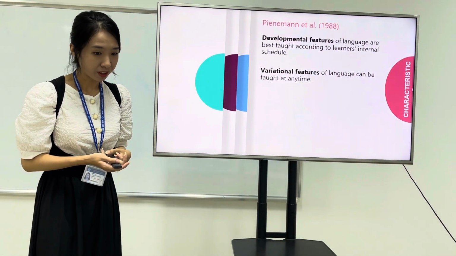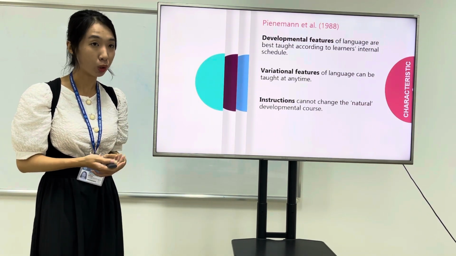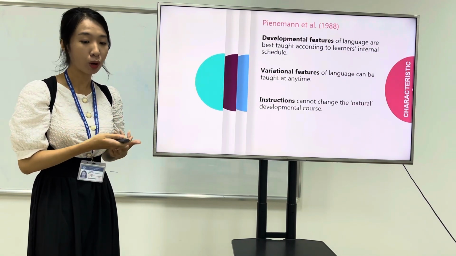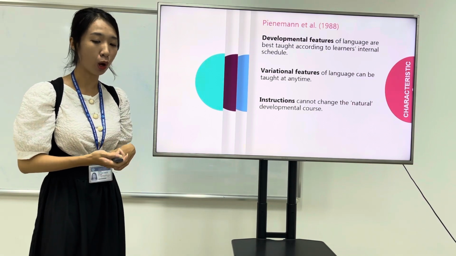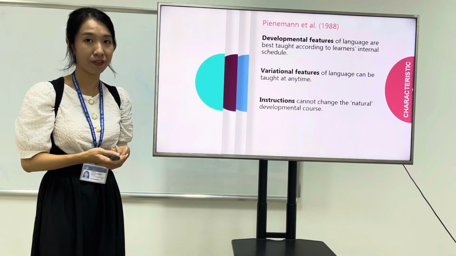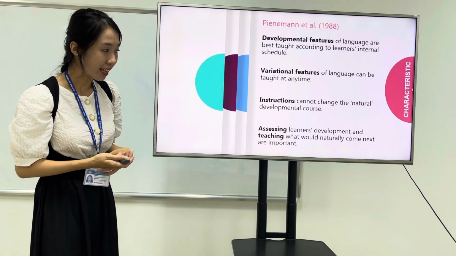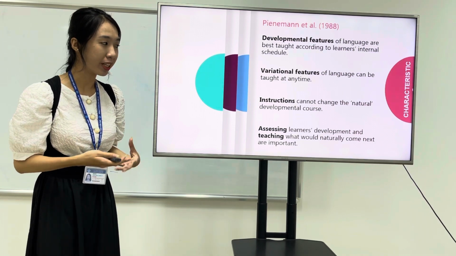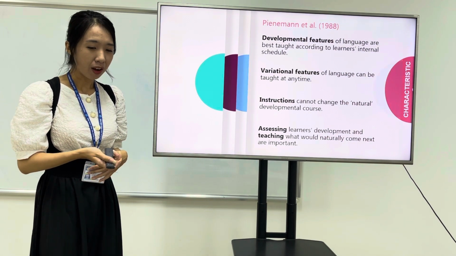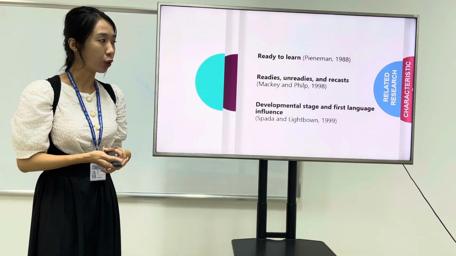And now, let's move on to the third characteristic, which is that instruction cannot change the natural development course, because the nature of the language lies on its vocabulary, on its grammar, or we call it the developmental features. So instruction of teachers would never change or affect the natural development of the language. And the final one is that teachers need to assess learners' development and teach what would naturally come next in the classroom.